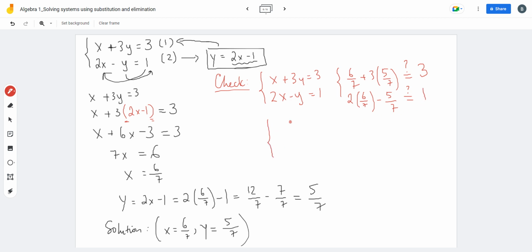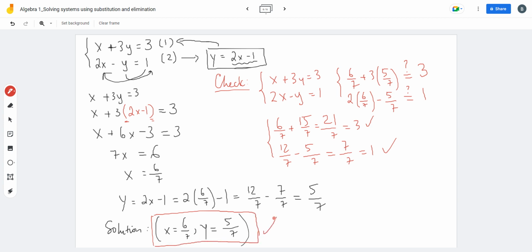All right, so simple calculation. So we have 6 over 7 plus 15 over 7, and that would be 21 over 7, and that would be 3. Good. So the first equation checks out. What about 2 times 6? 12. 12 over 7 minus 5 over 7. So that would be 7 over 7, and that would be 1. Again, checks out. So my solution, x equal to 6 over 7, y equal to 5 over 7, is correct.